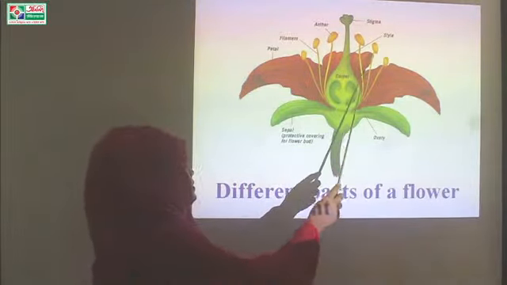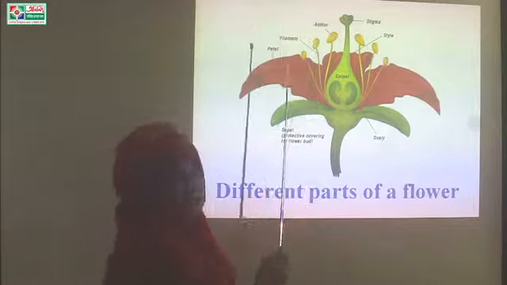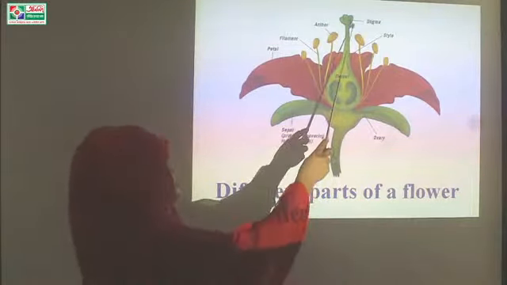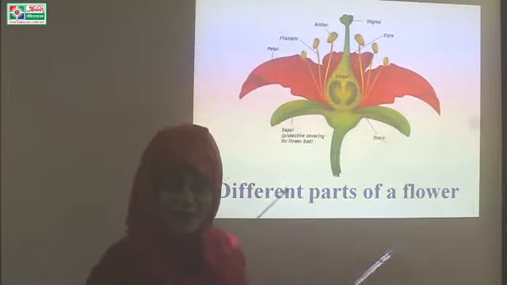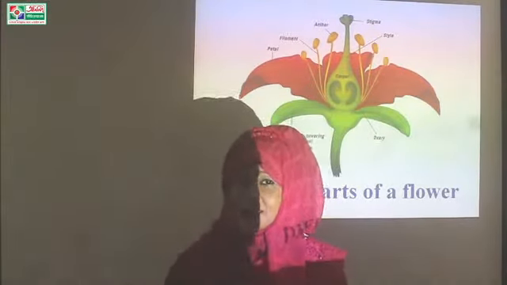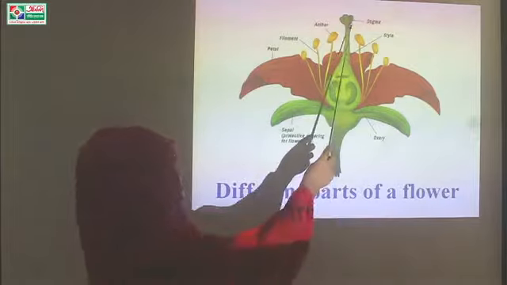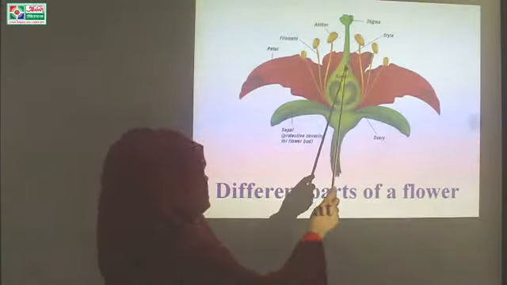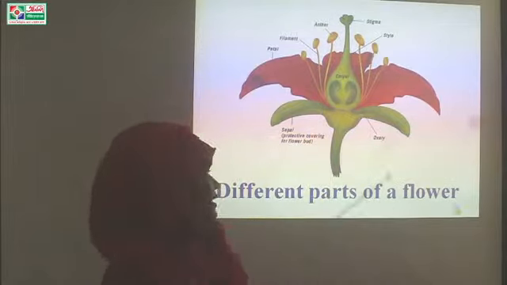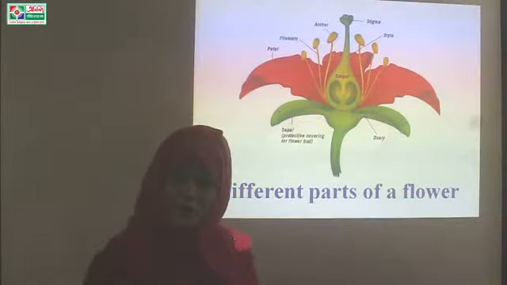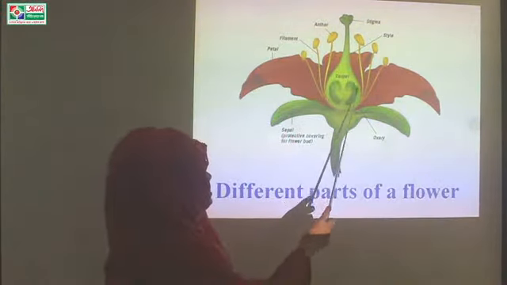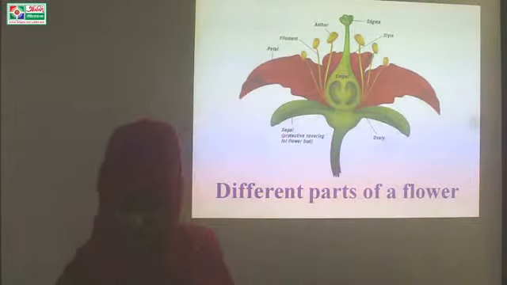This one is the male reproductive structure. These are known as the androecium, and this one is the female reproductive structure. This is known as gynoecium. It consists of stigma, style, and ovary. Inside the ovary, one or numerous ovules are produced. Today, we will focus on this ovule, right?